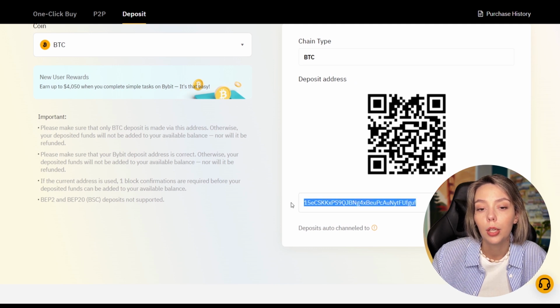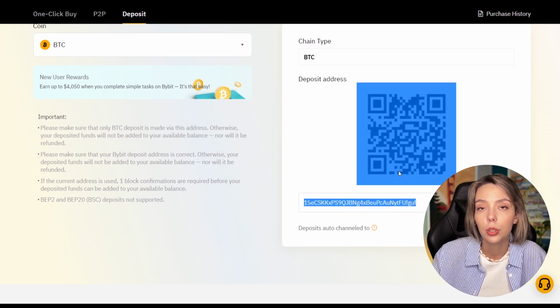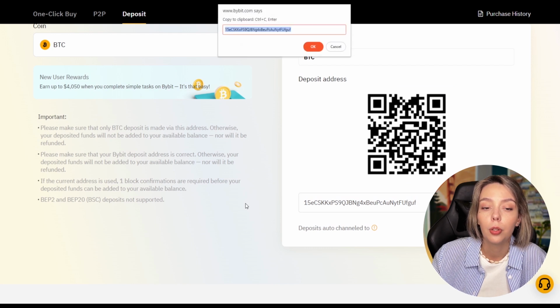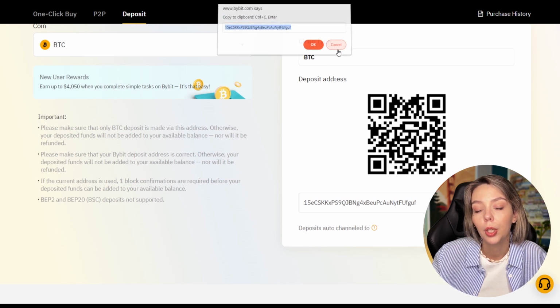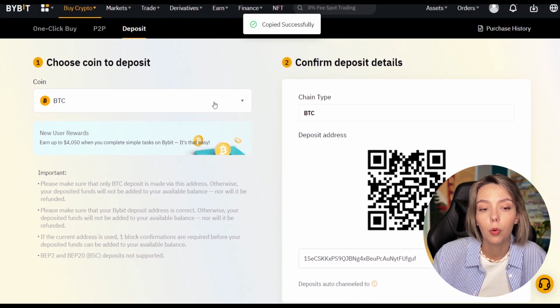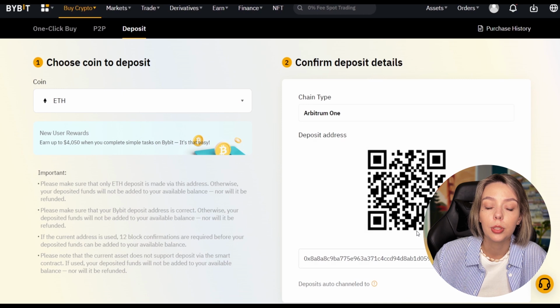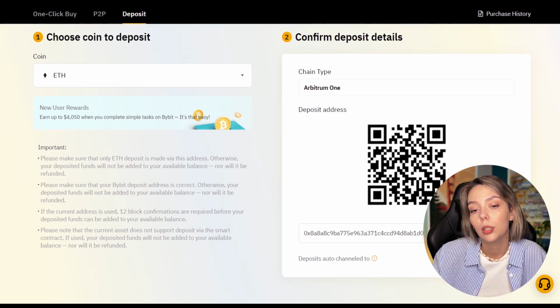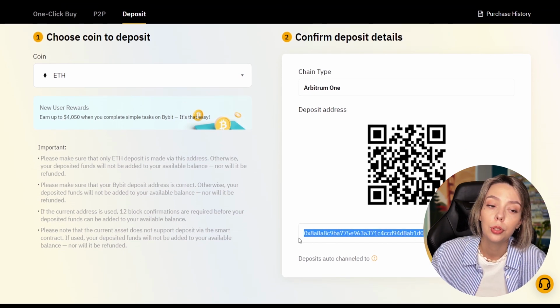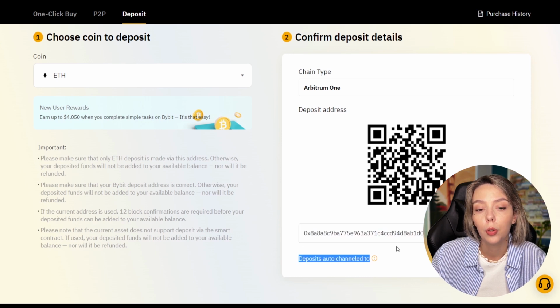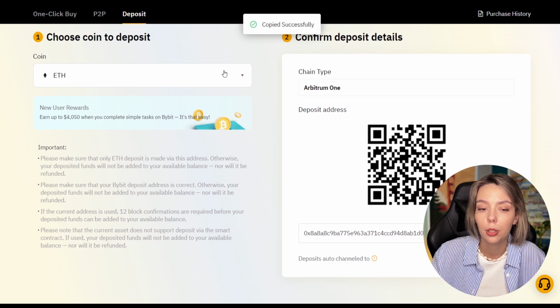It will generate a QR code which you can use to scan, say for example, if you're sending it from a Coinbase wallet. Equally you can use the wallet address, and obviously you can send the payment straight there. Payments typically, in my experience, take between 5 and 20 minutes. It's pretty quick.